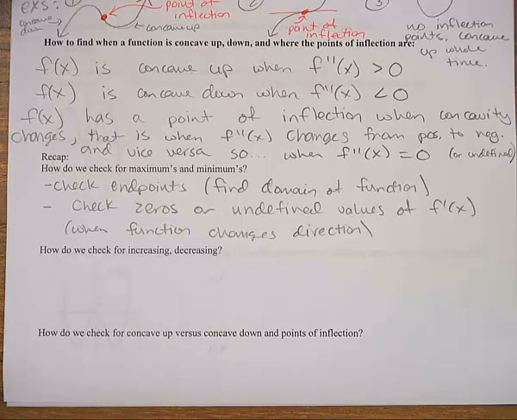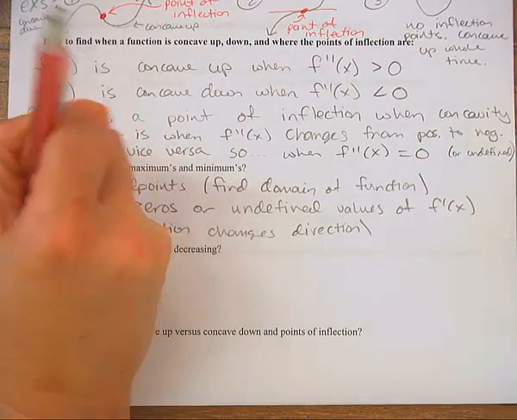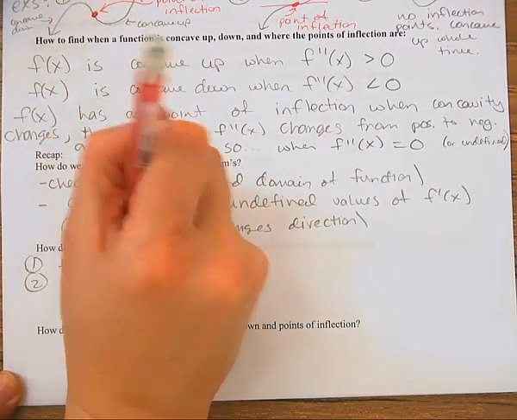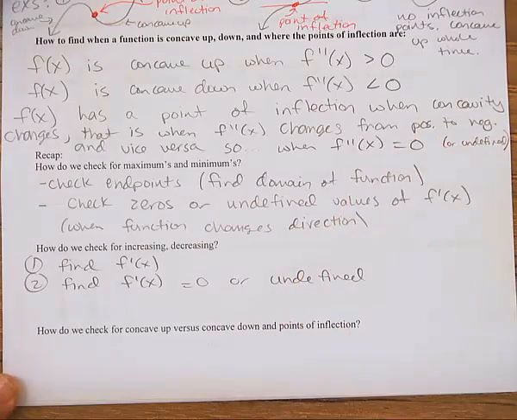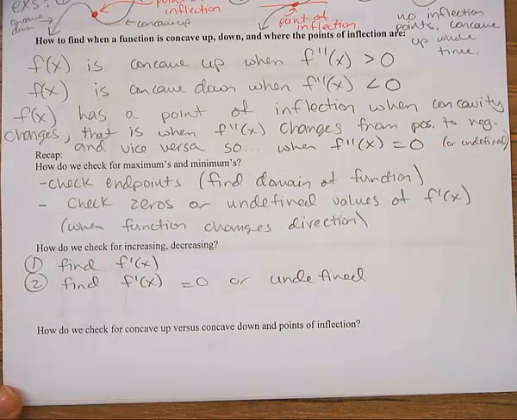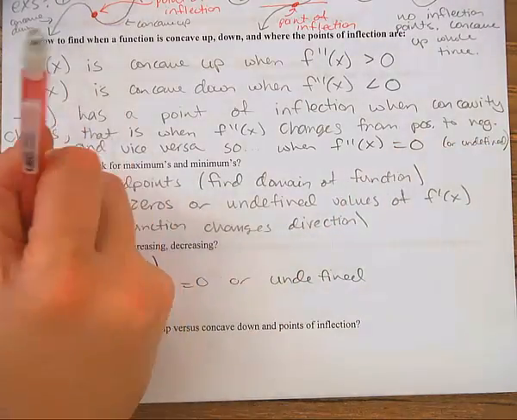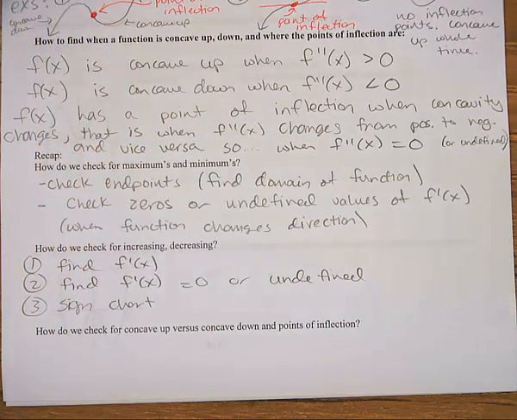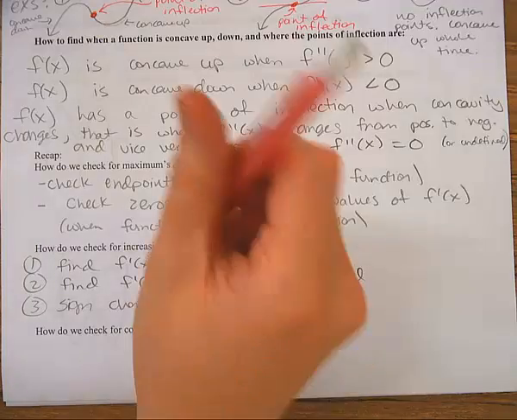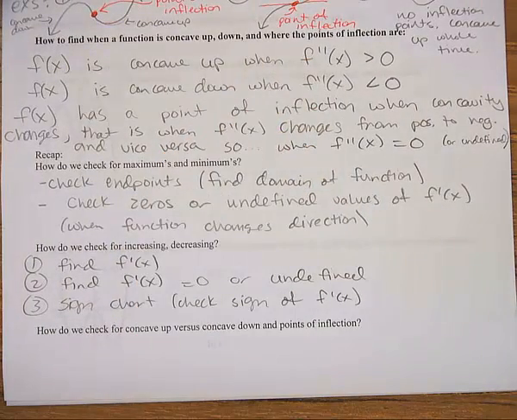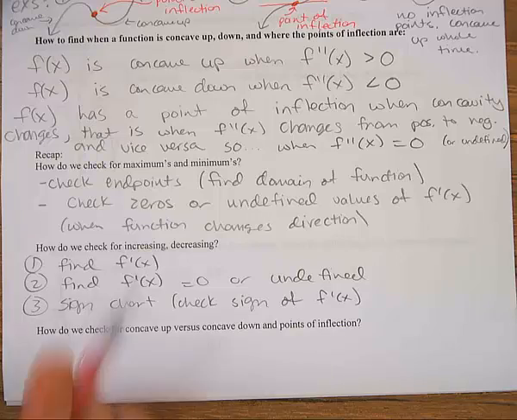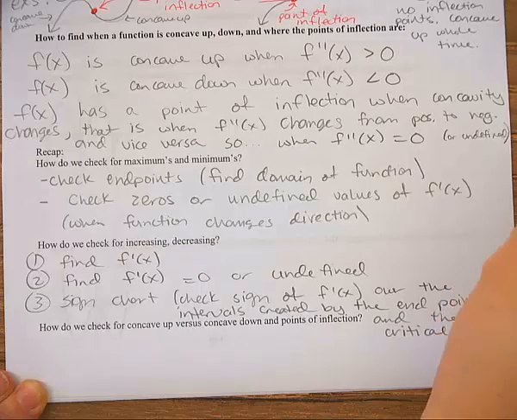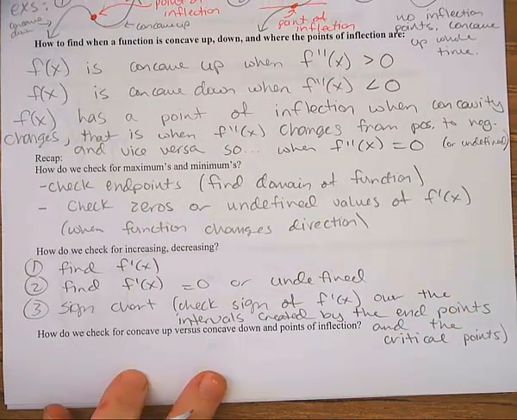To check for increasing and decreasing, you find the derivative. You find where the derivative is 0 or undefined, because as we mentioned before, that would be where a max or a min is. And then you make a sign chart. And what you're doing is you're checking the sign of the derivative. And you're checking it over the interval that's created by these endpoints and these critical points. So that's pretty much what you do to check for max and mins.